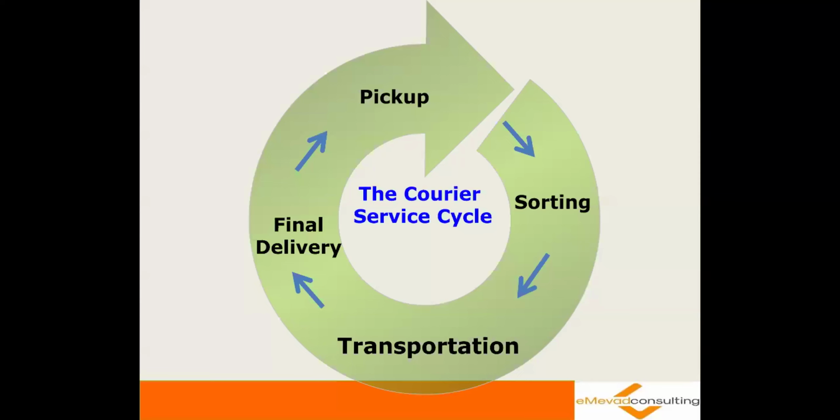The courier cycle. This is the courier service cycle. The courier service cycle starts with pickup, moves on clockwisely to sorting, continues to transportation, and then final delivery. Then you start the pickup service again. So it moves clockwisely. That's why that arrow goes to the right. The operation starts with pickup, moves on to sorting, then transportation until the final delivery. That's the courier service cycle.